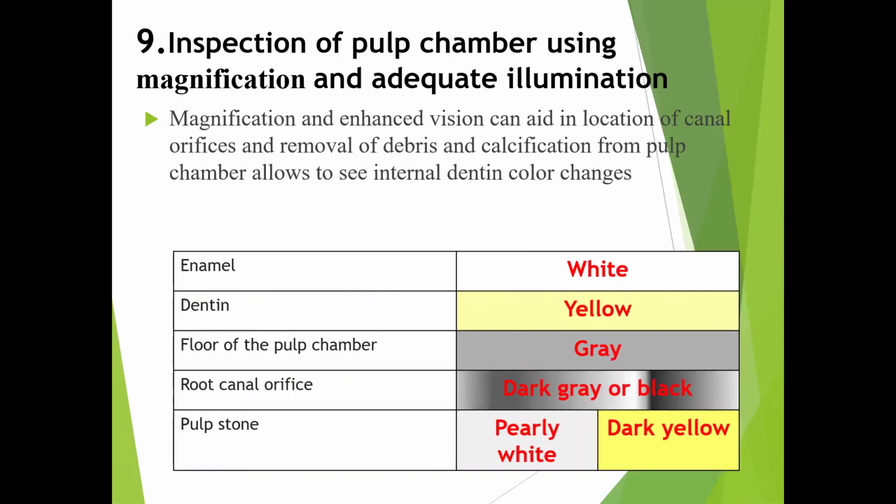Now, inspection of the pulp chamber using magnification and adequate illumination. Nowadays, endodontic microscopes or loupes are used. It makes things a lot easier. In case you don't have that, we have to use the various colors that can be seen. That is, enamel is white, dentine is yellow, floor of pulp chamber is gray, root canal orifice is dark gray or black, pulp stone is pearly white or dark yellow.